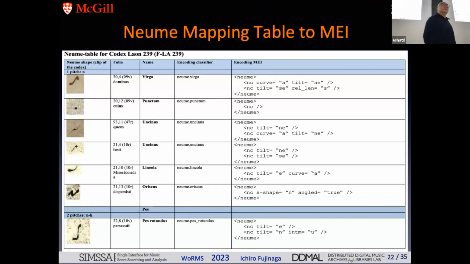So, talking about this new mapping tool. Even if you classified all these different symbols, we have to eventually encode them in MEI. And each of these different neumes will have a different encoding schema.